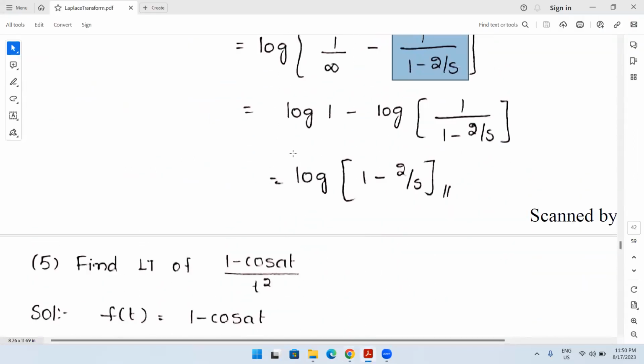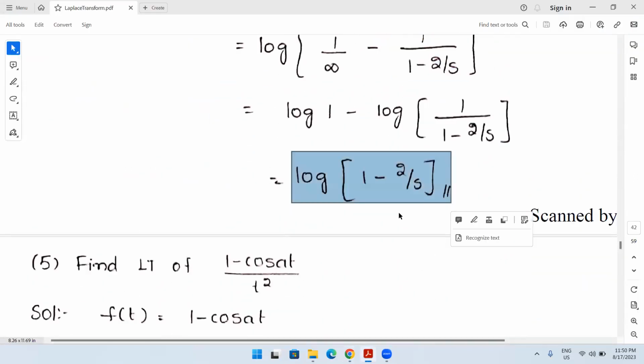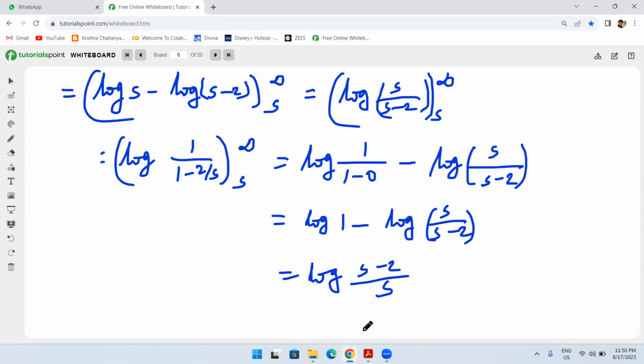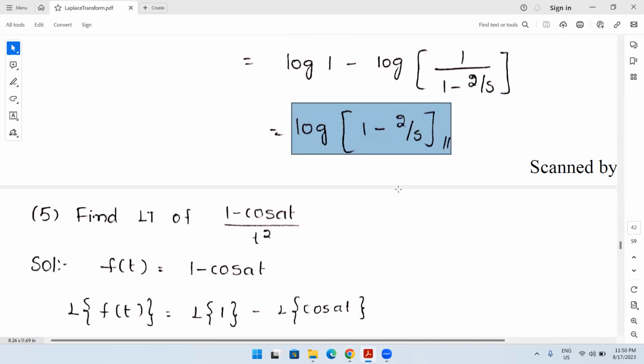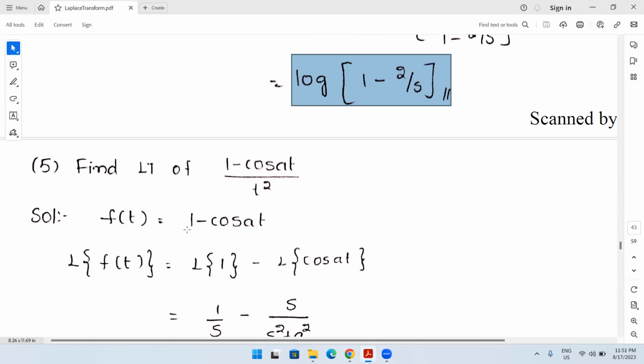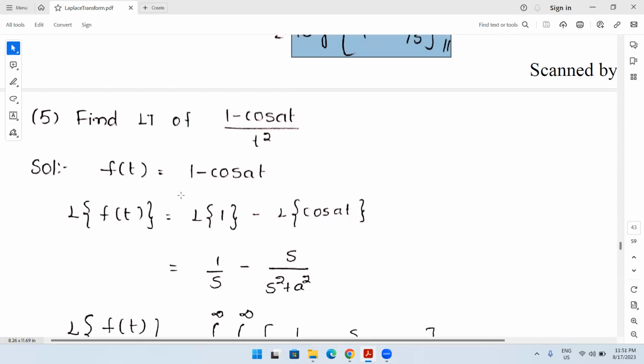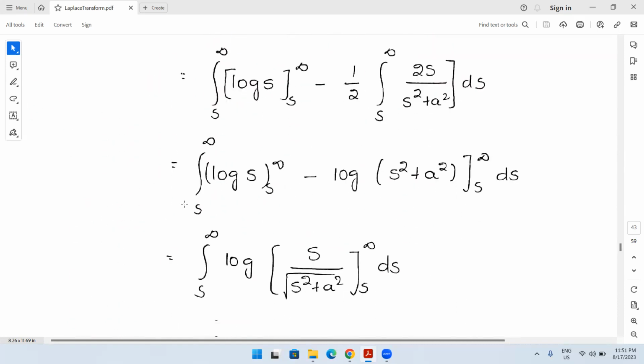So we get like this. The answer is, we can also write it like this, log of s minus 2 by s. That's the answer of the previous fourth problem. And let us move to the fifth problem. Till now we have seen up to the fourth problem, division by t only. Mostly we get t only in exams. In rare cases we get t squared. And I told you t cube, t power 4 onwards, it is impossible.